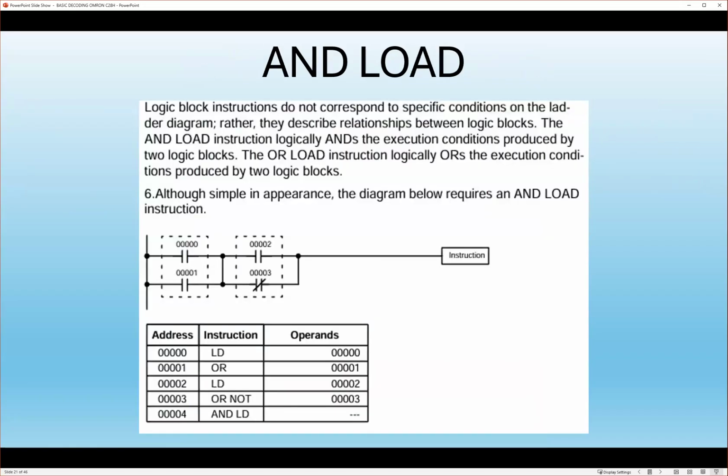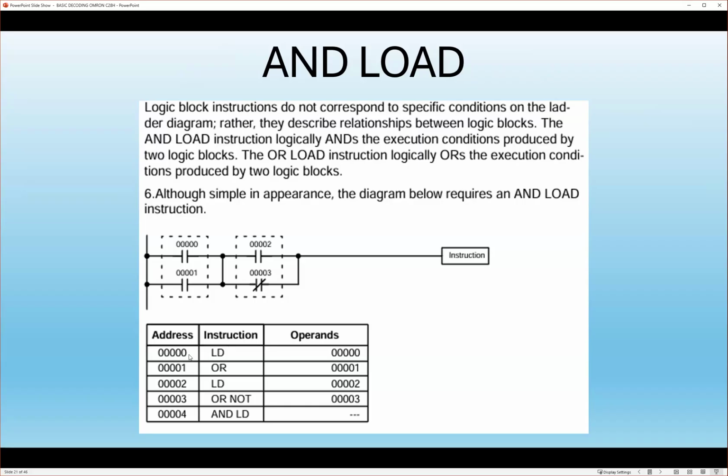This is an AND load. So logic blocks, this is what they were talking about before. This is what they're calling their logic blocks. They do not correspond to specific conditions on the ladder diagram. Rather, they describe relationships between logic blocks. The AND load instruction logically ANDs the execution conditions produced by 2 logic blocks. The OR load instruction logically ORs the execution conditions produced by 2 logic blocks. Although simple in appearance, the diagram below requires an AND load instruction.